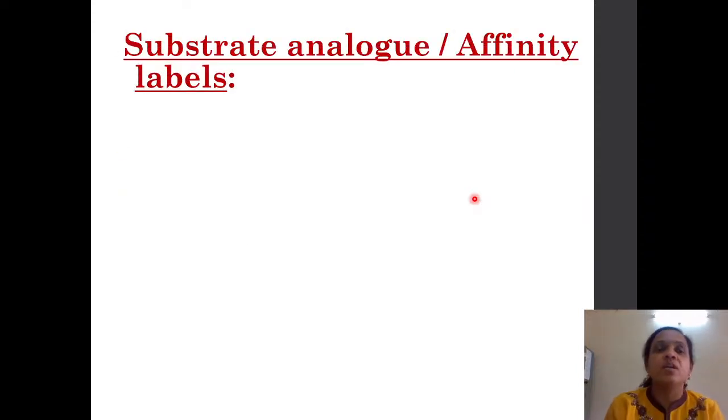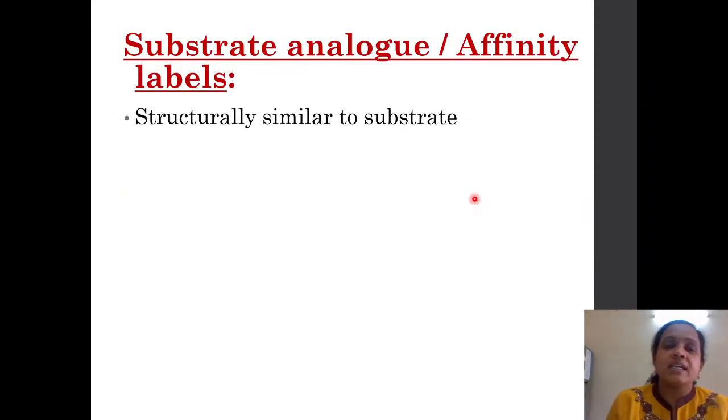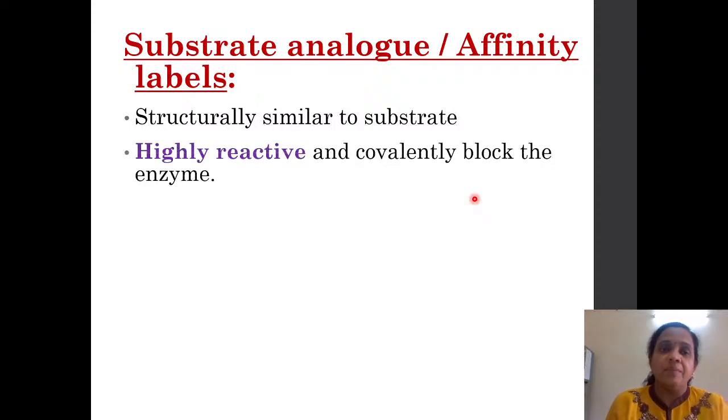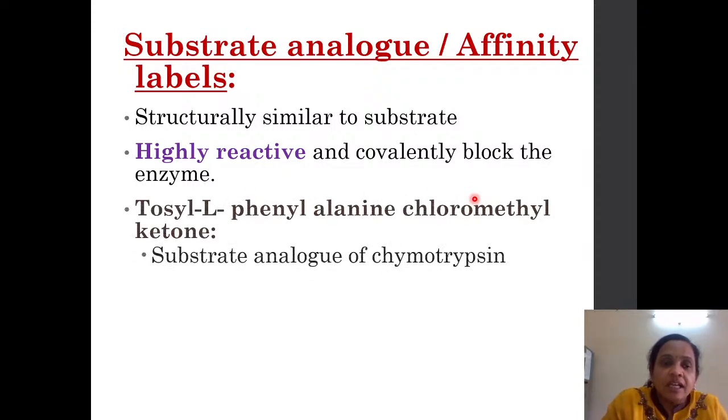Next we'll go into the substrate analogues or affinity labels. These are structurally similar to the substrate, as we have seen for competitive inhibition. These are highly reactive and covalently block the enzyme. They are not like competitive inhibitors, but these are highly reactive and completely block the enzyme site. Next, the examples are tosyl phenyl chloromethyl ketone. These are substrate analogs for chymotrypsin, which is very much required in the digestion process.